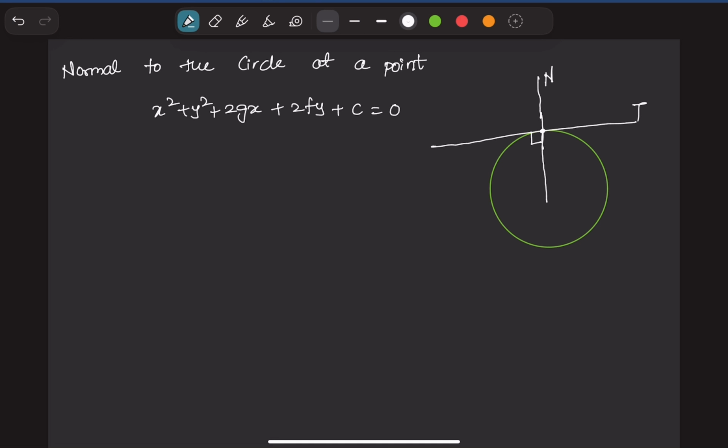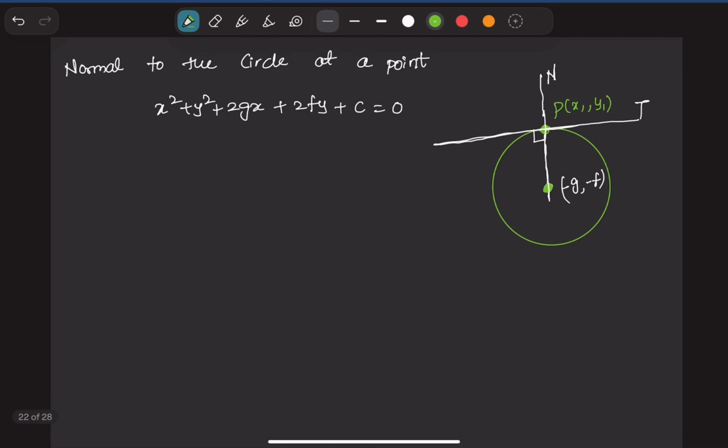We also know that radius is always perpendicular to the tangent of the circle. So by that logic, we can conclude that the normal always passes through the center of the circle, which in this case is minus g comma minus f. Now let us say the point at which you are drawing the normal is P(x1, y1). Now you know 2 points on the normal. The first point is P(x1, y1) and the second point is the center. So you can easily find the slope.